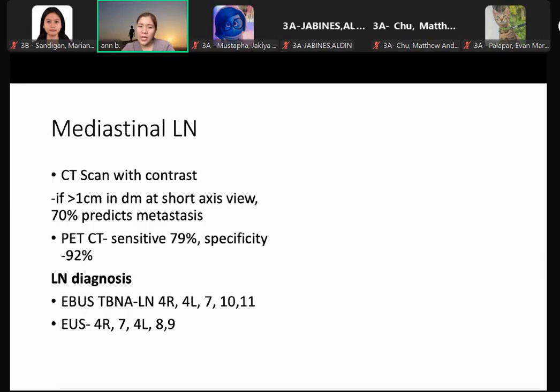So there are specifics. We cannot just say that the positive is at the station 9, so you request for EBUS. It cannot be done, because there are specific indications for when and how to use this EBUS TBNA and endobronchial esophageal ultrasound guided transthoracic biopsy. And we also have the mediastinoscopy.